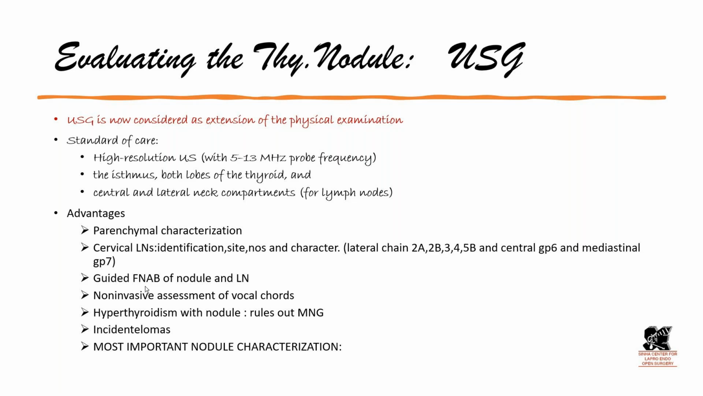Hyperthyroidism with nodule, rule out MNG. You can see for multiple nodules. If the patient has got hyperthyroidism, you're looking at toxic nodule, do an ultrasound. It'll tell you whether there are really small nodules associated with that. So that is no longer a toxic nodule. It is basically part of a multinodular goiter. Incidentallomas, and most important, the characterization of the nodule, which is perhaps one of the most important functions of ultrasound.